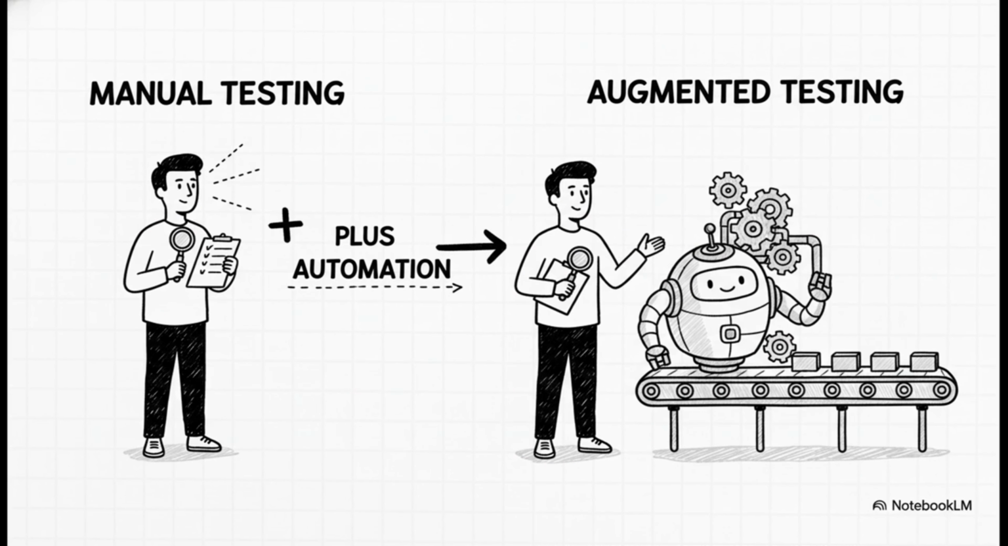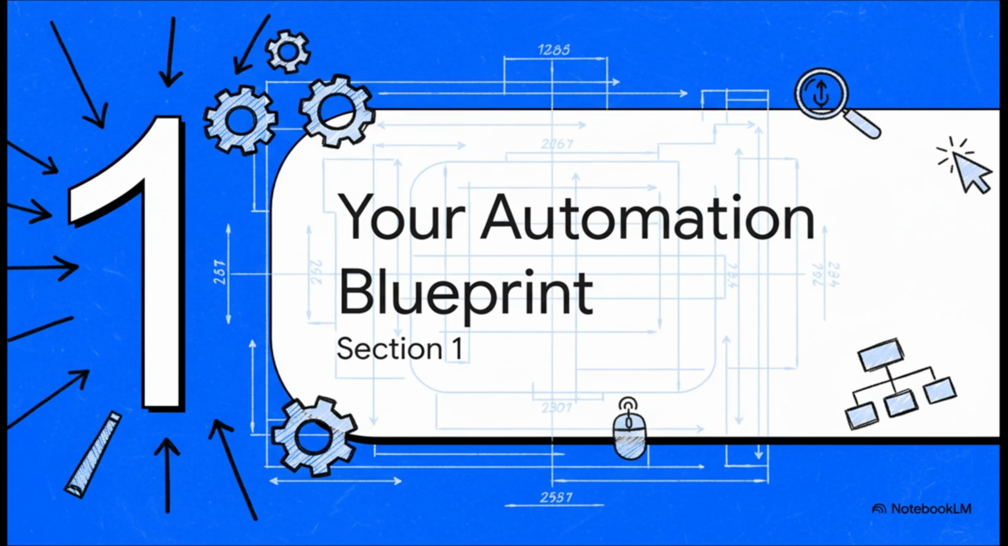I don't want you to think of Playwright as some scary, complex programming thing. Instead, think of it as a brand new power tool for your testing toolkit. It's designed for one thing, to handle all that heavy, repetitive lifting, which frees you up to do what you do best, the clever, exploratory testing where a human brain really shines. So, where on earth do we start?